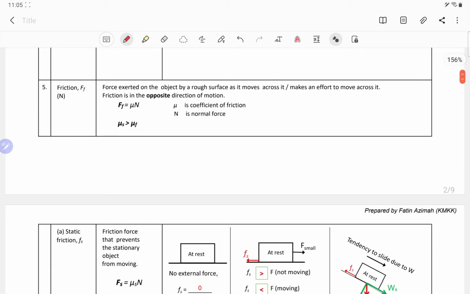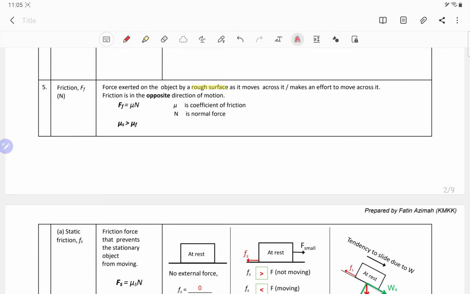Okay. Next we go to friction force. Force exerted on the object by a rough surface as it moves across it. Make an effort to move across it. Friction is in the opposite direction of motion. Okay, so dia kata dia adalah force yang dikenakan pada objek yang bergerak pada permukaan yang kasar.